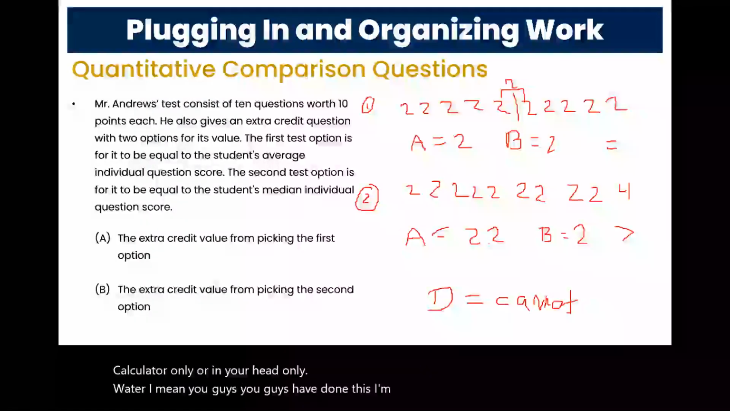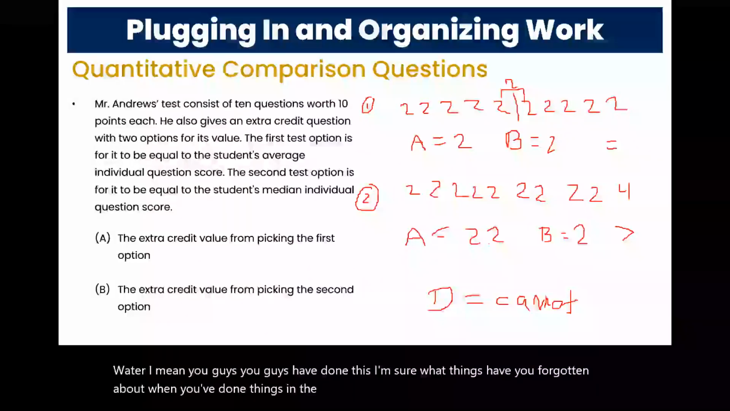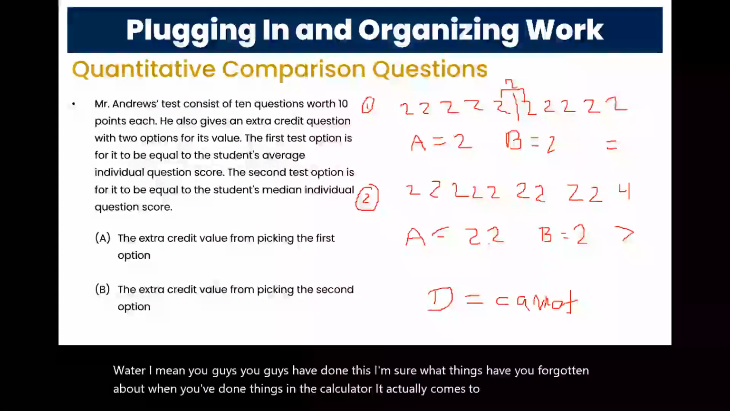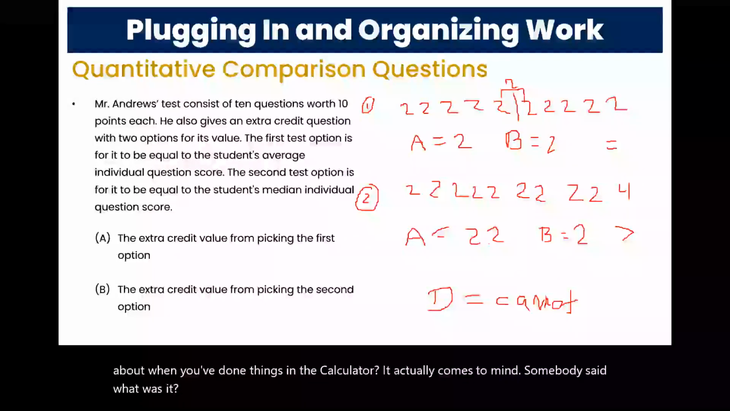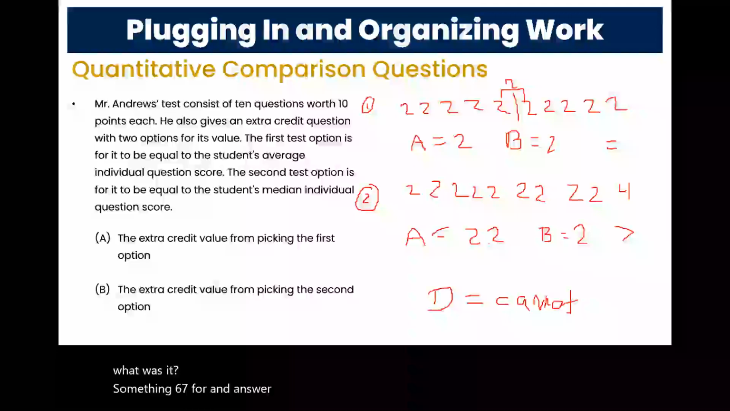What things have you forgotten about when you've done things in the calculator? It actually comes to mind. Somebody said, what was it? Something 0.67 for an answer earlier. How did that happen? How did somebody come up with that?